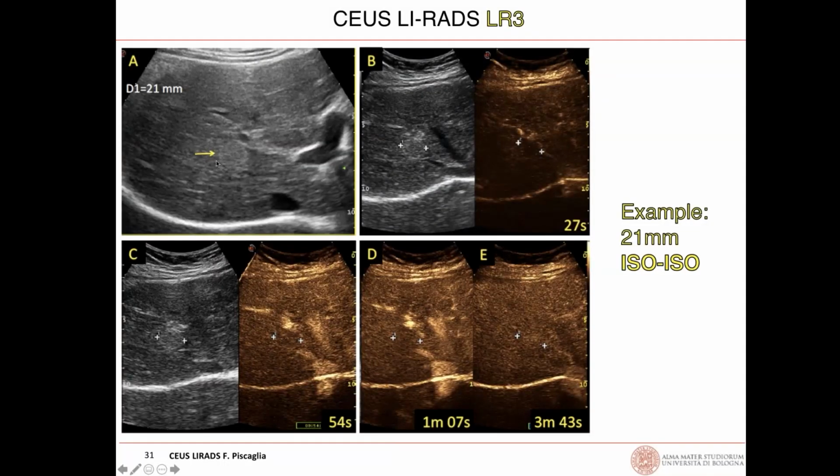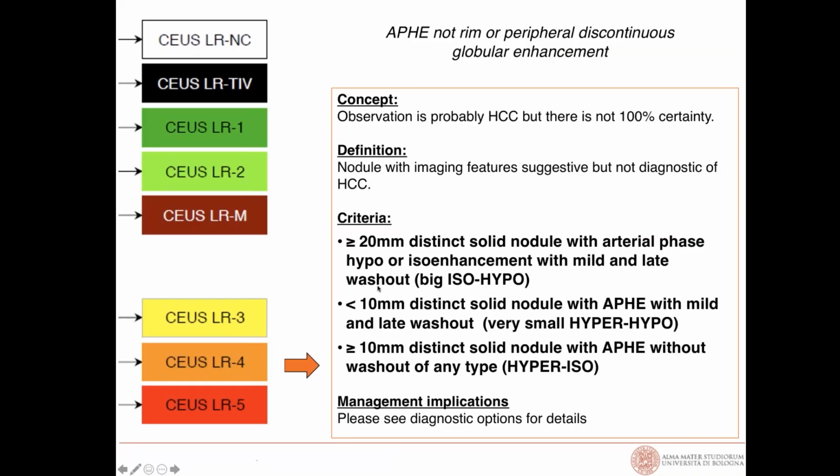This is a hyperechoic lesion that you can see here. It is between the hepatic vessels, iso or slightly hypoenhancing in the arterial phase, iso. So again, LR3. This does not exclude HCC, intermediate risk, about 45%. Then LR4. Here we are already probably in the field of HCC. So LR3, the probability, as I said, is about 45%. In LR4 it is 85% of being a hepatocellular carcinoma.